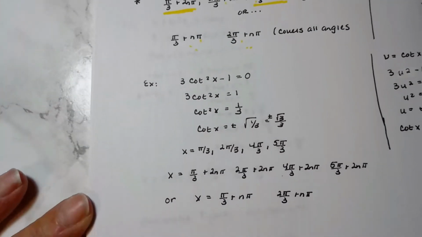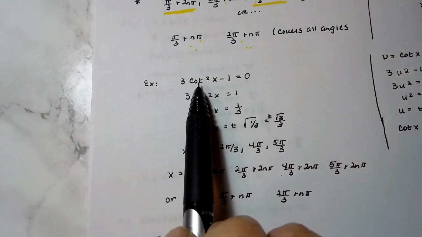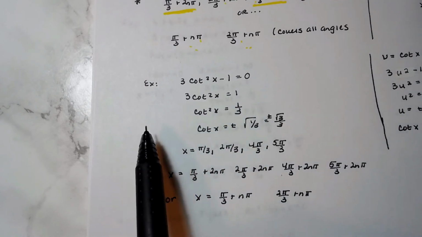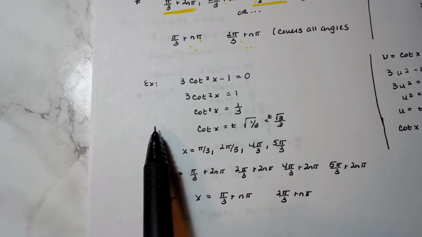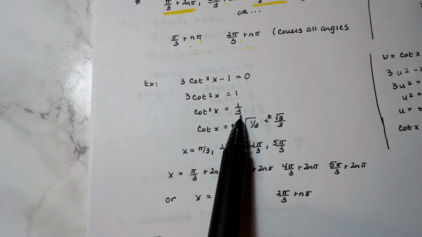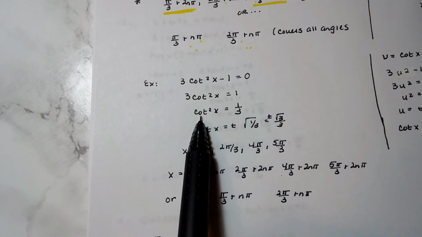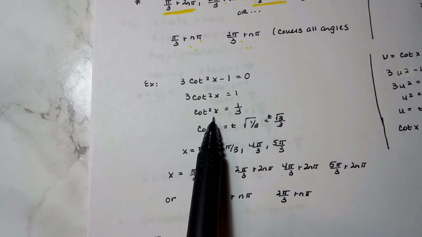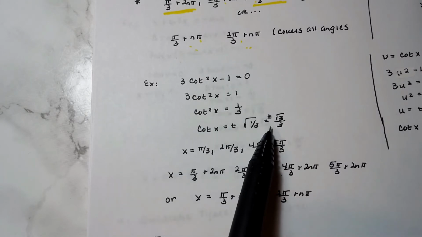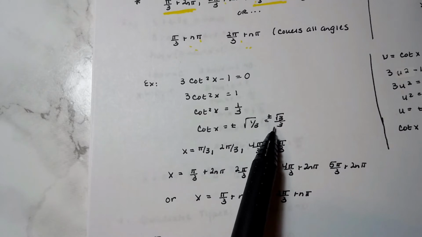Here's another one. 3 cotangent squared x minus 1 equals 0. So again, this is a very simple equation. I have to do a few steps and take a square root. So I'm going to add 1 to both sides, divide by 3. Now I have my trig function isolated, so I can take the square root of both sides, and what I get is the cotangent is equal to plus or minus root 3 over 3.